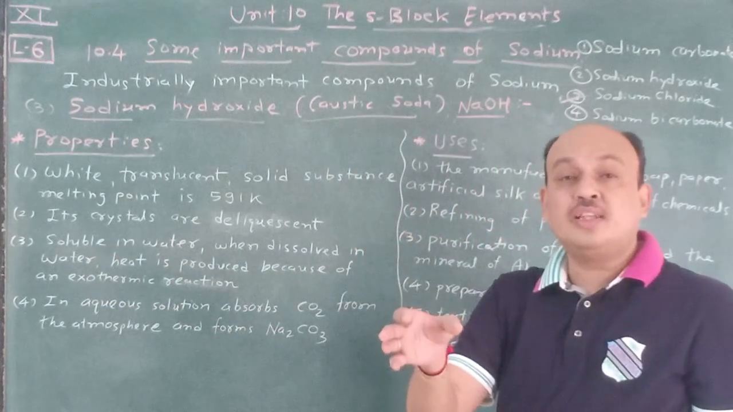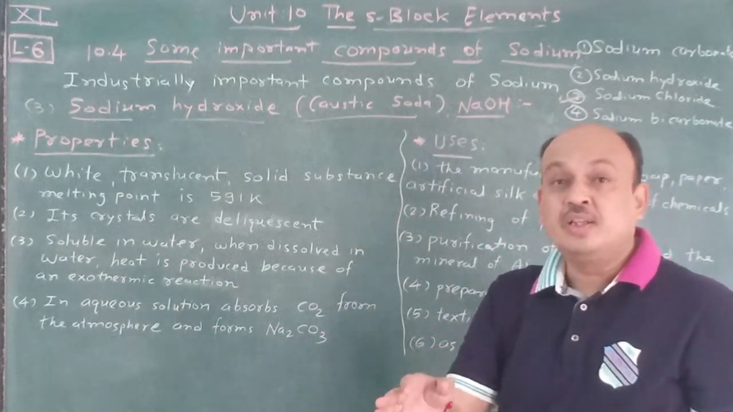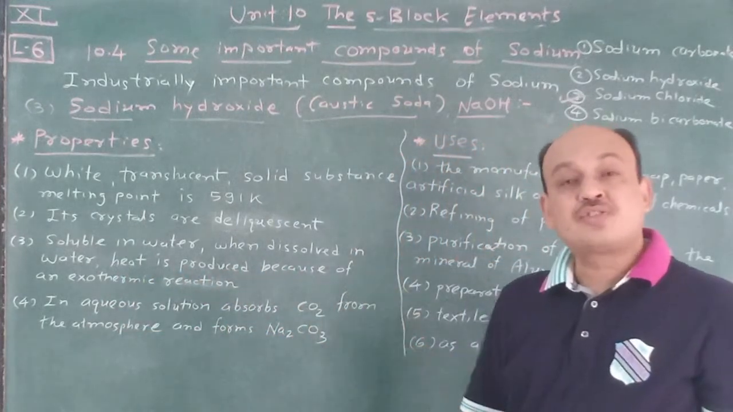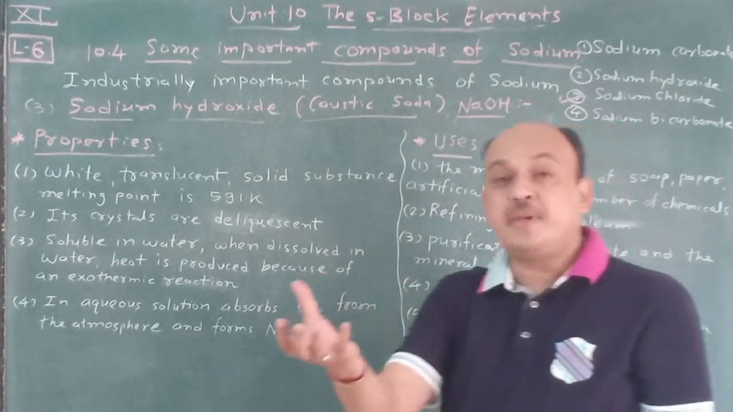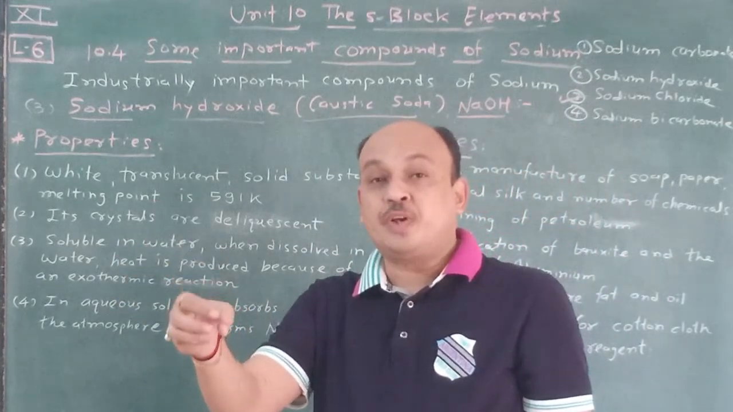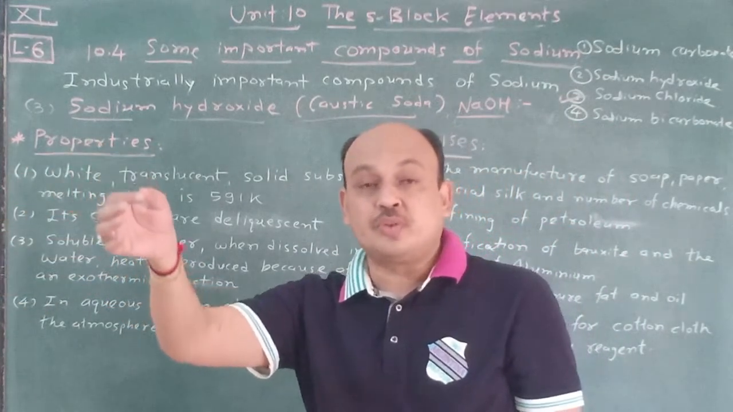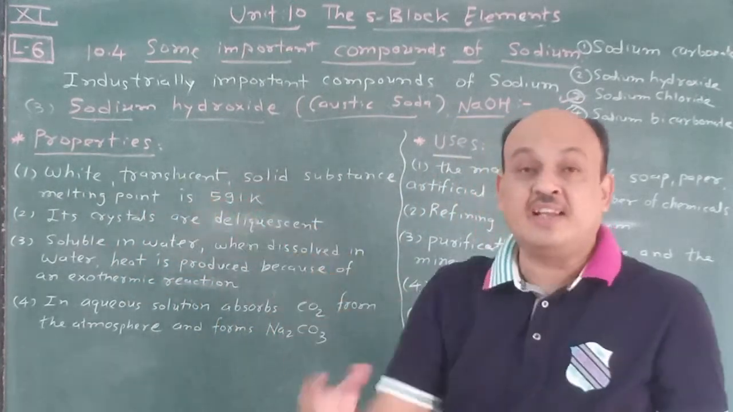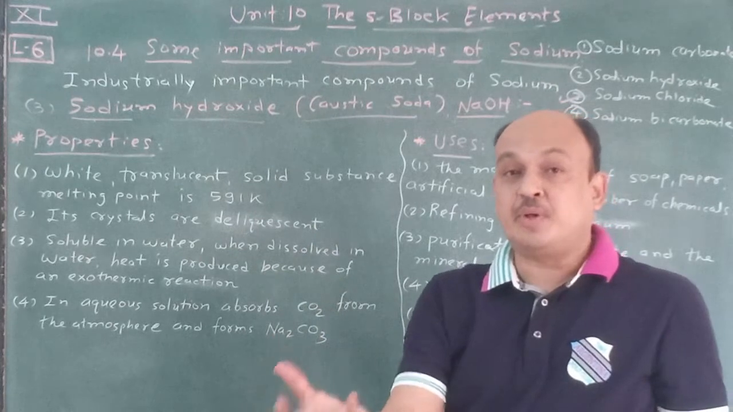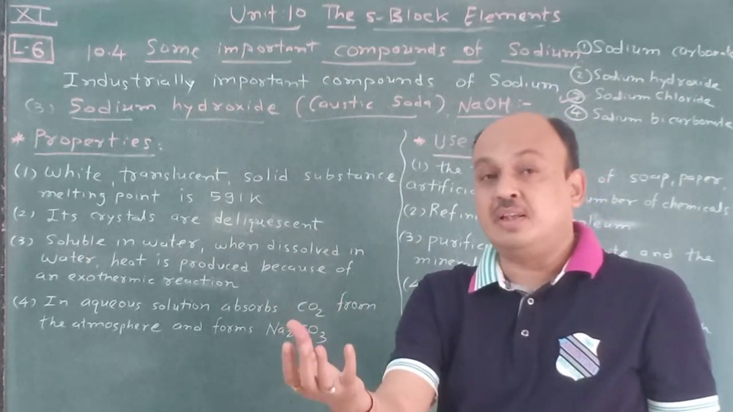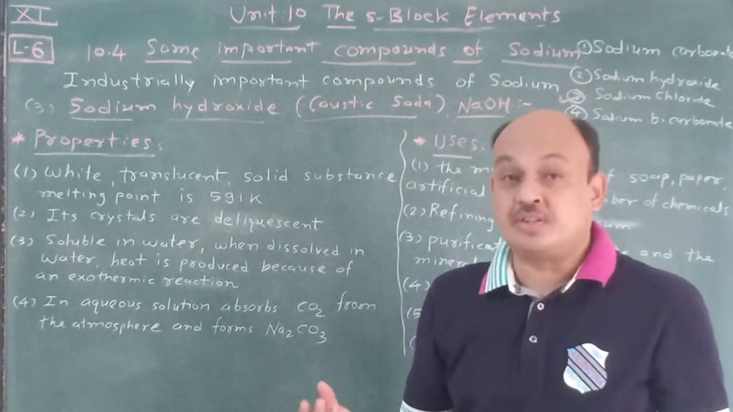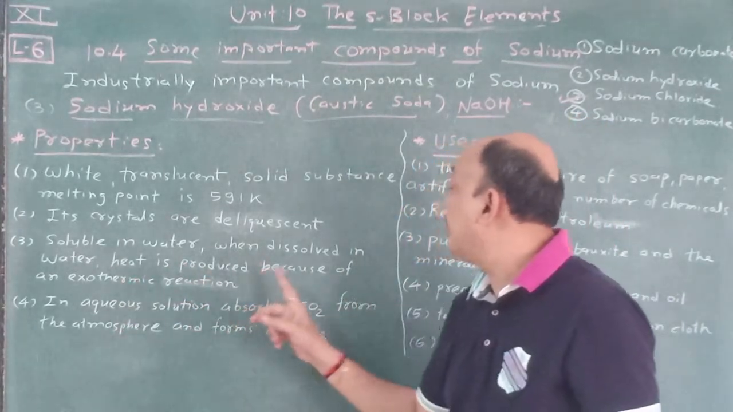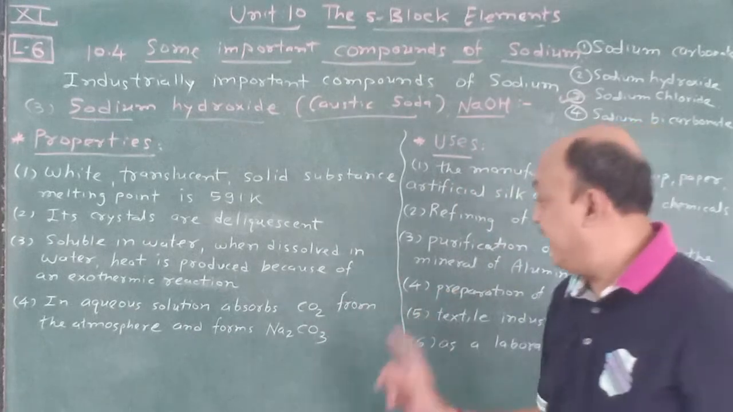When we dissolve this sodium hydroxide in water, tremendous heat is produced because of an exothermic reaction. Suppose you take a beaker, in that beaker you take water, and in this water you add sodium hydroxide, or say caustic soda, pellets. If we stir it and touch the bottom side, at that time it becomes hot. So here we can see that an exothermic reaction is occurring. Heat is produced because of an exothermic reaction.